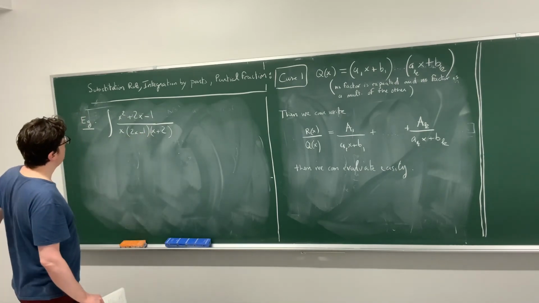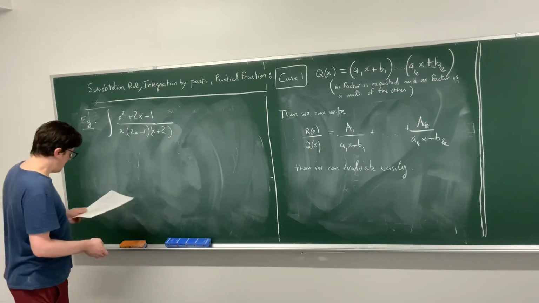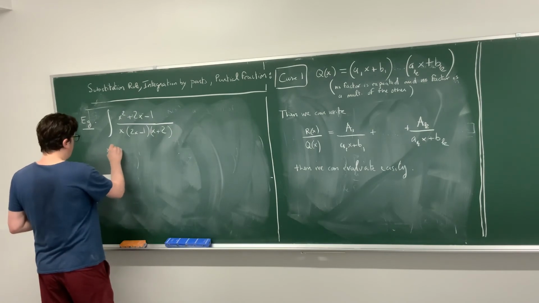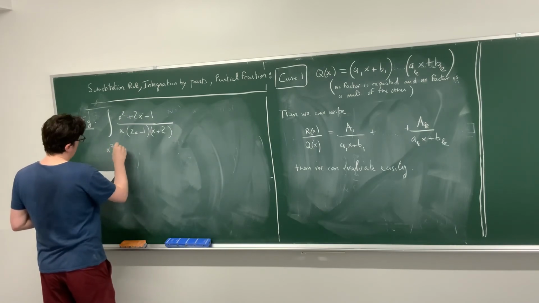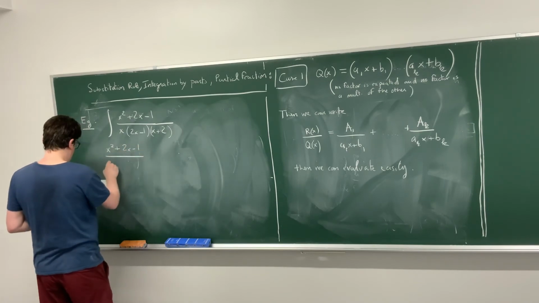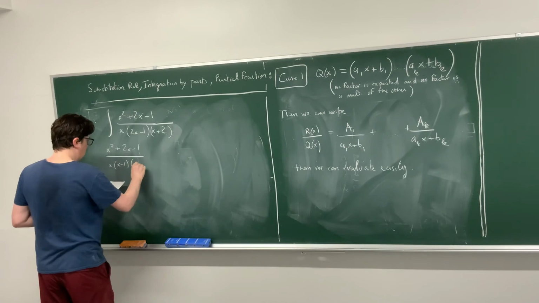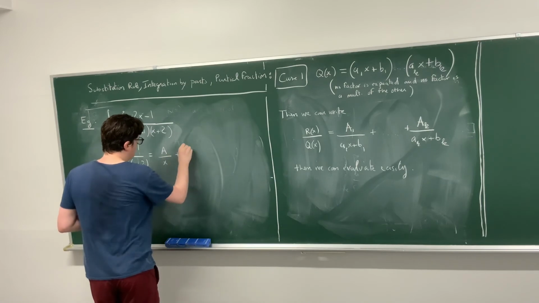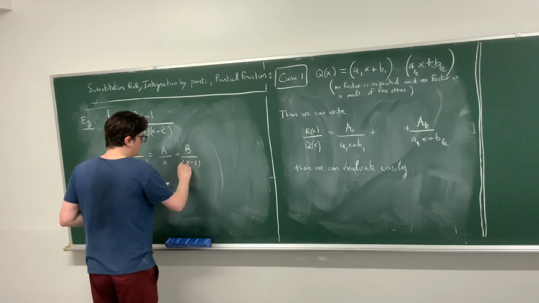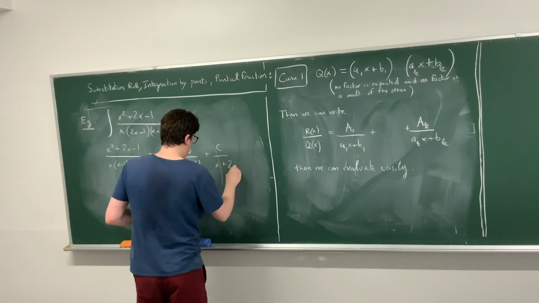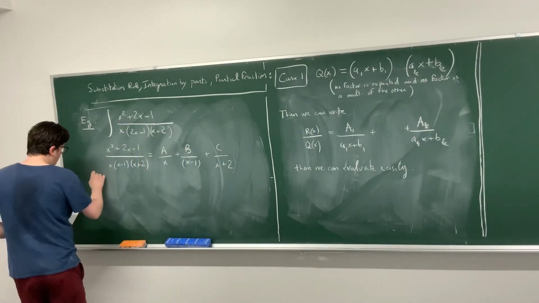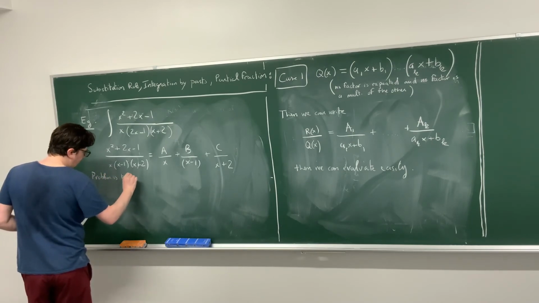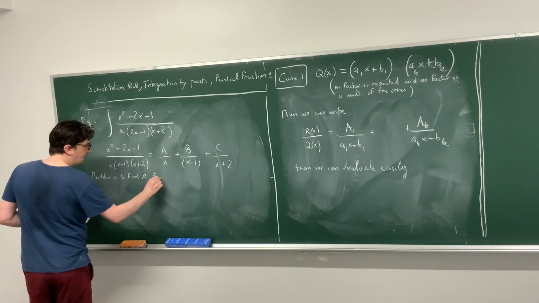You can write easily, you can decompose q of x, and then for sure you know that we will be able to write this in the form x squared plus 2x minus 1 divided by x times (x minus 1) times (x plus 2). So we can write this for sure as a over x plus b over x minus 1 plus c over x plus 2, right? And so again, the problem is to find a, b, and c.